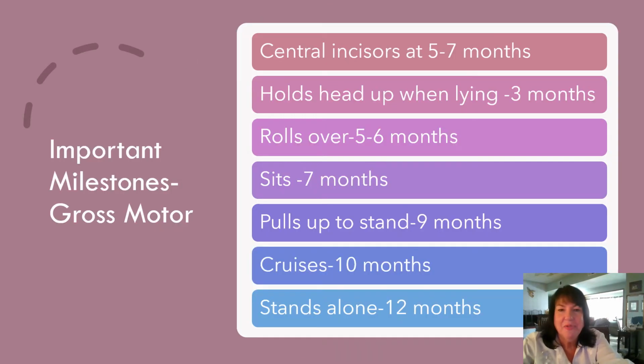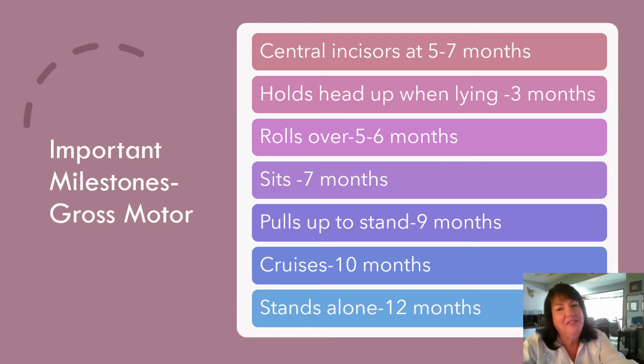So here we go. Important milestones in terms of gross motor. Central incisors, so I'm talking about their teeth in case that confuses you, usually come in around 5 to 7 months. Those are the front teeth, usually the first teeth that the child is getting. They should be able to hold their head up when lying down at about 3 months. Now we know some children can do this sooner. That's never a problem, right?